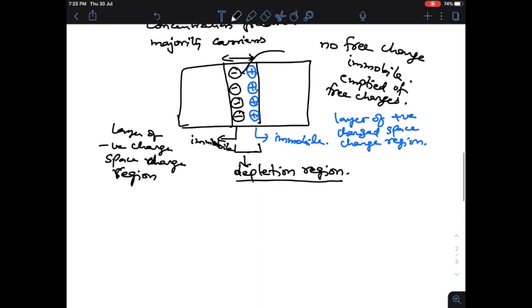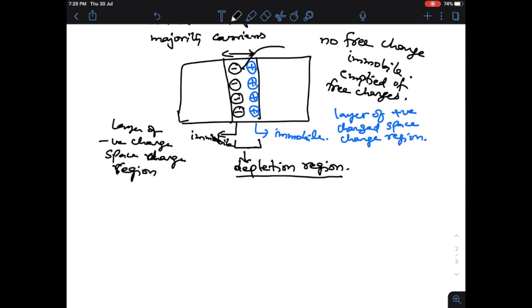Now, because there is a positive charge and a negative charge in this particular region, there is a separation between positive charge and negative charge. There will be a potential difference developed, and that potential difference I will write as V naught. So this V naught is developed, and the width of the depletion region I will write as W.